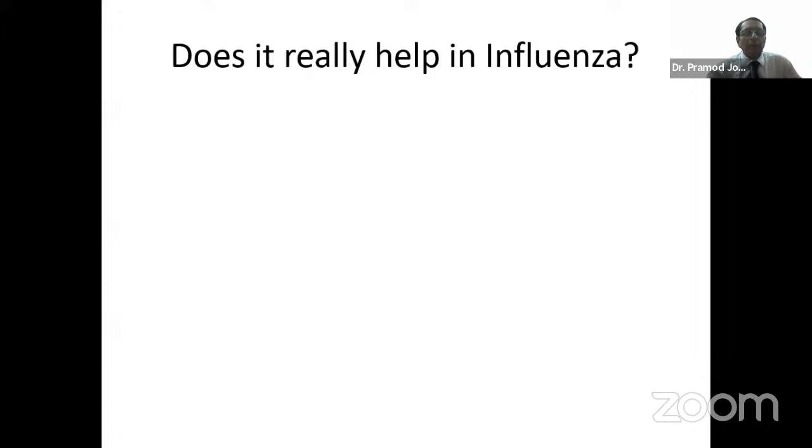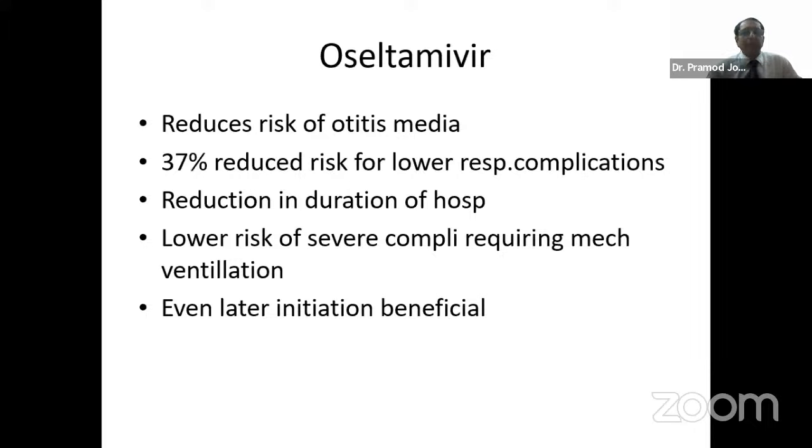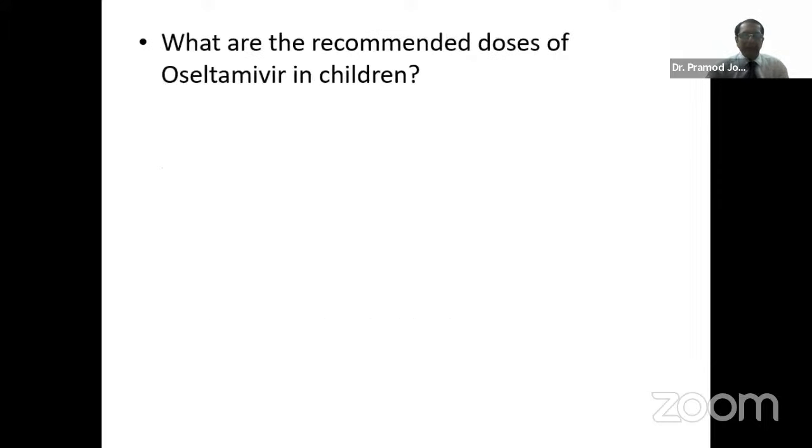And we should know whether it really helps in influenza. The answer is yes, because it reduces the risk of otitis media. There is 37% reduced risk for low respiratory complications. There is reduction in the duration of the sleep, hospitalization, and lower risk of severe complications requiring mechanical ventilation, and even later initiation of therapy is beneficial.